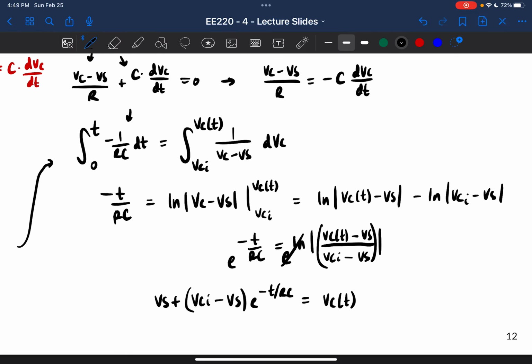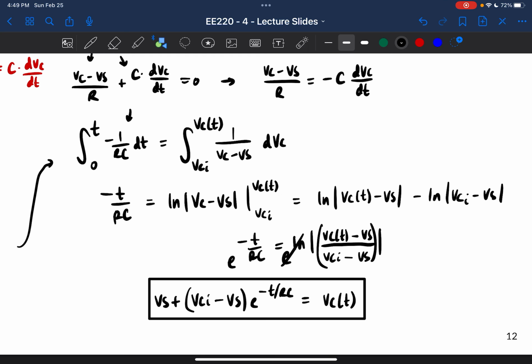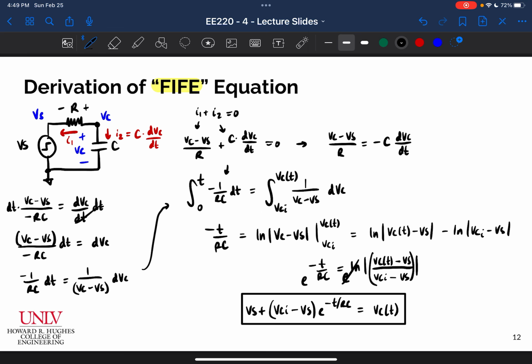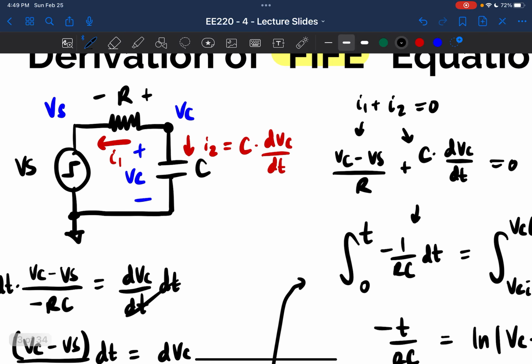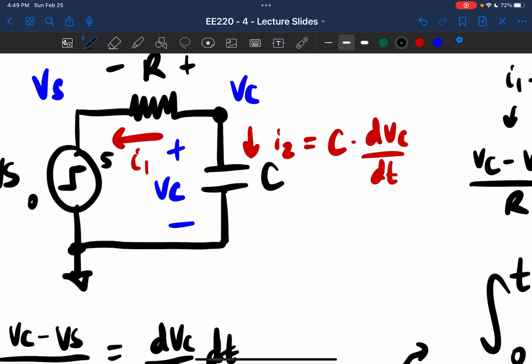And now I have an expression for VC of t, okay? And this is the FIFE equation. And why the heck is it called that? Well, if you look at the circuit that we started with, typical RC circuits, whatever this source voltage is, say I pulse this source from 0 to 5 volts. After a long time after we pulse this source, this voltage here is going to be the voltage that I have across my capacitor. That's my final capacitor voltage.